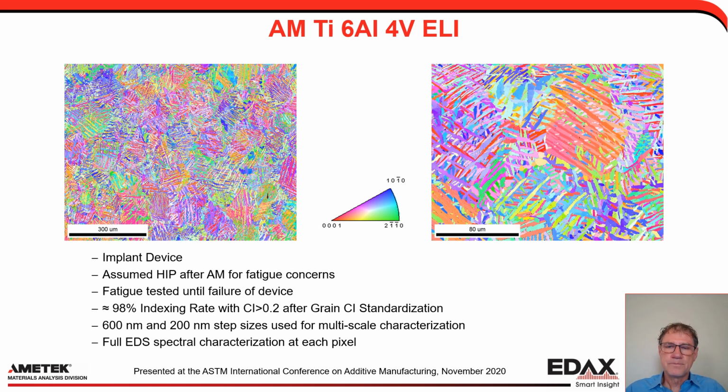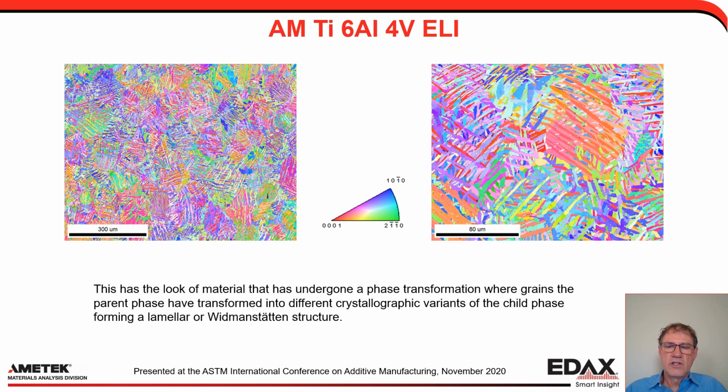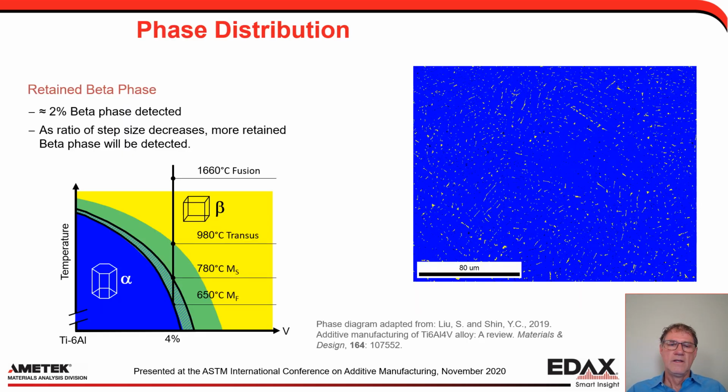When you look at this microstructure, it certainly looks like something that's undergone a phase transformation, where the grains in the parent phase have transformed into different crystallographic variants of the child phase, which forms the lamellar or Widmanstätten structure. So we thought we would look at that in more detail. There is some retained beta phase in the material. It wasn't totally obvious from that initial picture, but we detected about 2% of the beta phase.